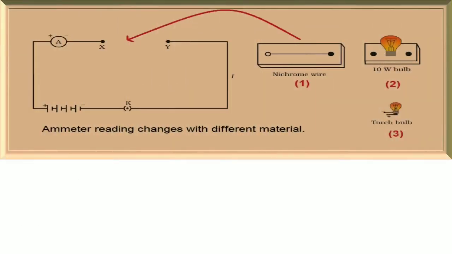Let's study the electrical resistance and hence the current for different components. The circuit consists of 4 cells of 1.5 volt each in series with the ammeter and leaving a gap XY in the circuit.